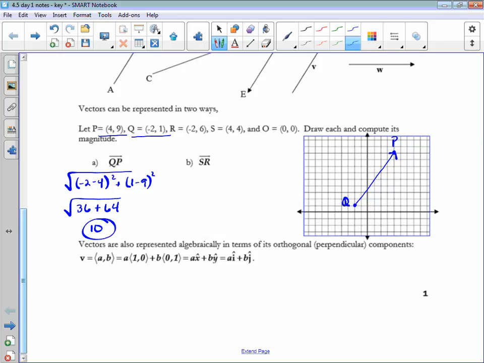Sorry. So distance formula. So basically x minus x squared, y minus y squared. The order doesn't really matter.